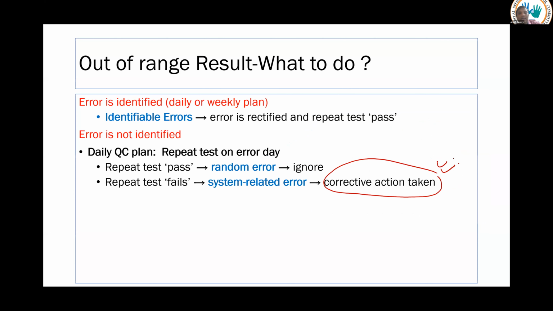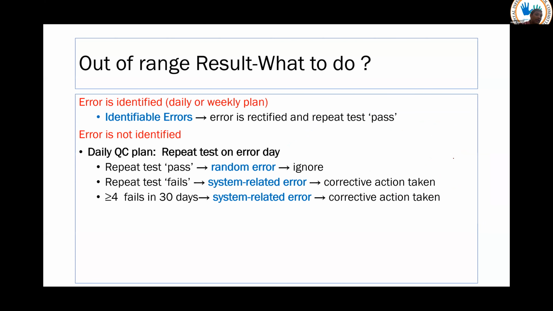The list of the corrective actions I will show you in my subsequent slide. Then, if you are going from a daily to weekly switchover, in that I told you that more than 4 fail in 30 days, then also it is called a system related error, and you have to take the corrective action. So these are the action plan of what you have to do.